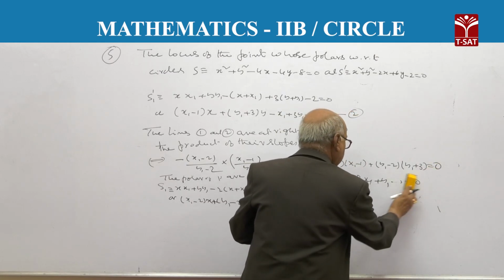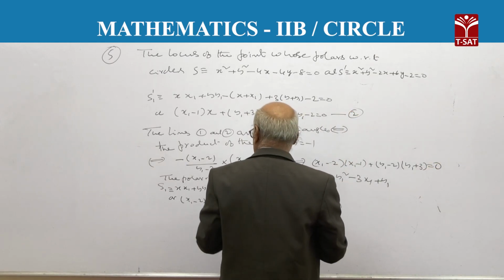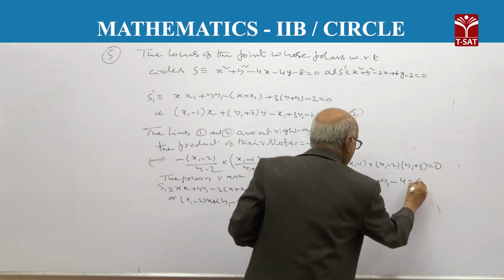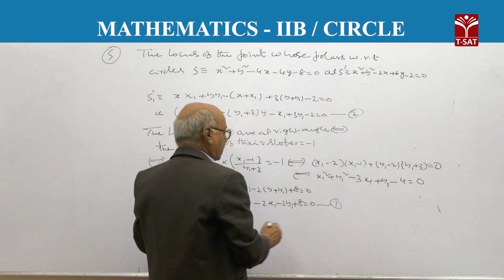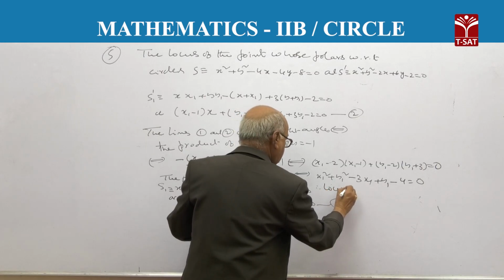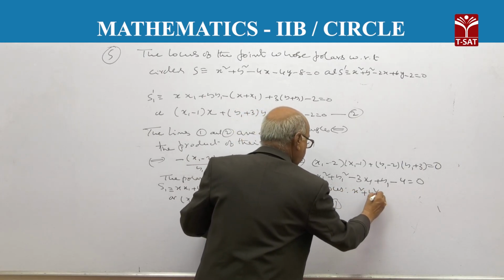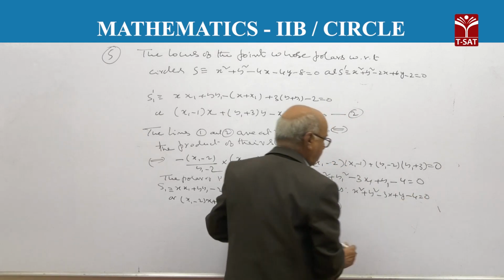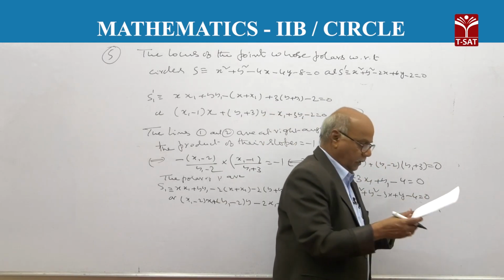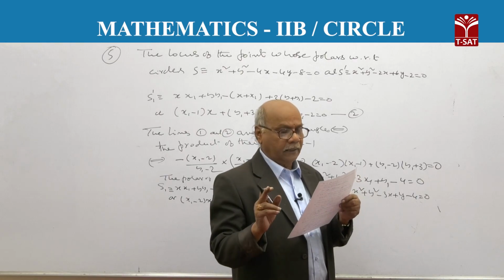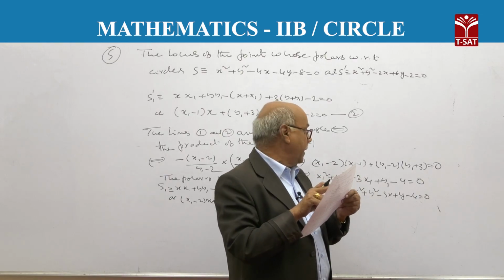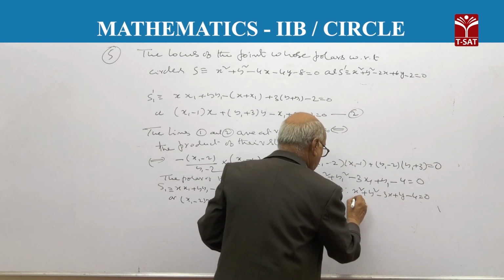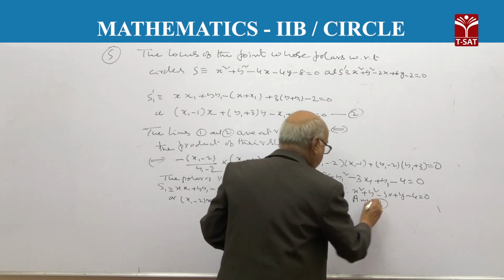Is equal to 0. So you will get minus 6 plus 2 minus 4 is equal to 0. So therefore, the locus is x square plus y square minus 3x plus y minus 4 equal to 0. Now you will see which is the correct option. The correct answer is option number 2, x square plus y square minus 3x plus y minus 4 is equal to 0. So the correct answer is option number 2.